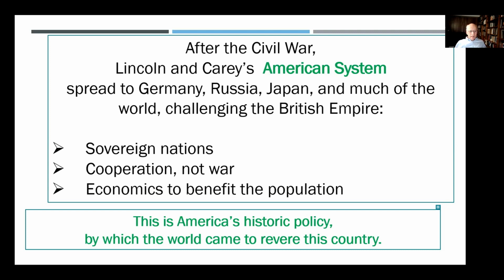This was the United States of America as the world knew it at that time. And it was how everybody came to look at the United States. The USA can do anything, can accomplish anything. And we want to get part of that action. Next slide.